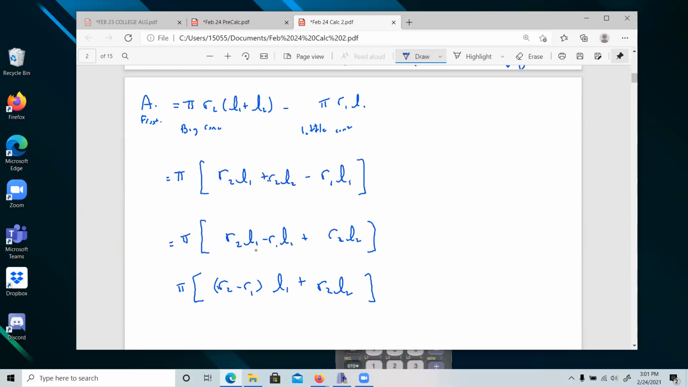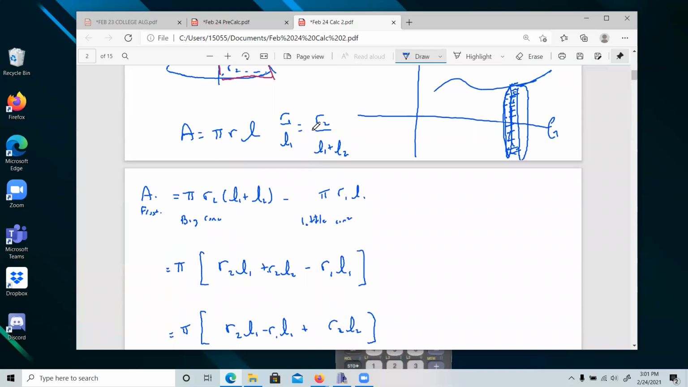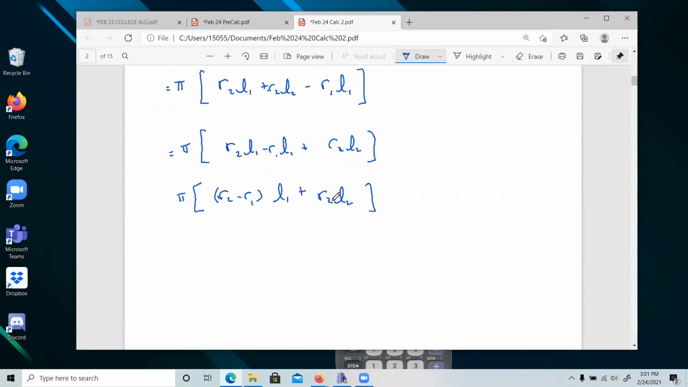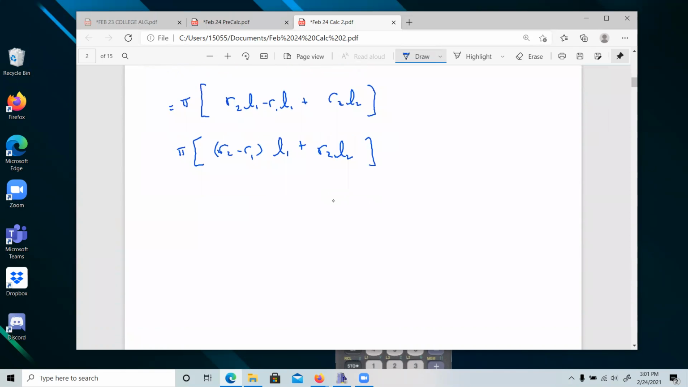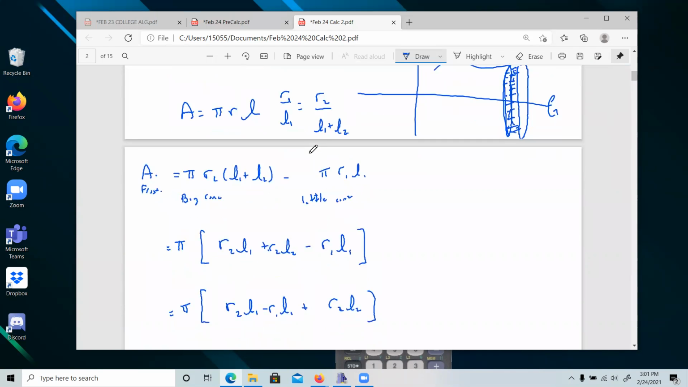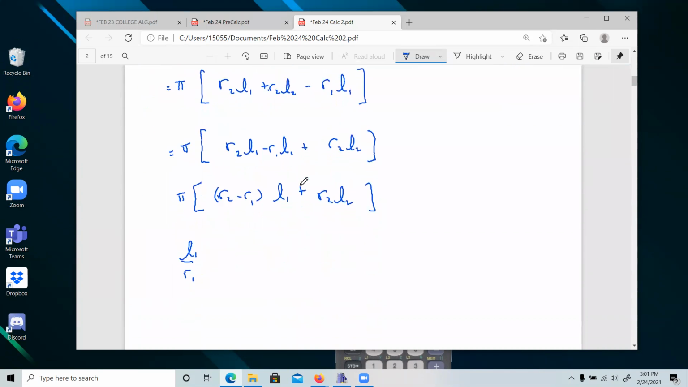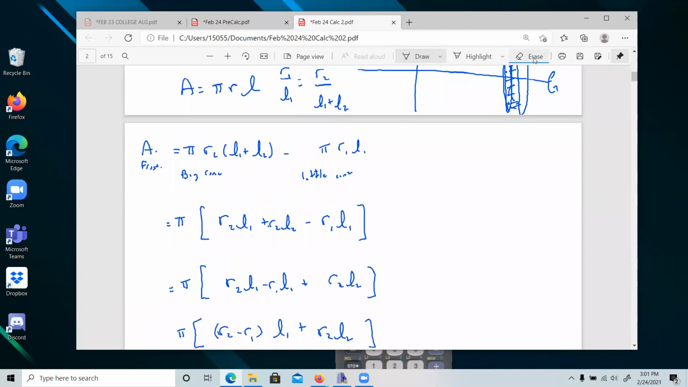So all I did was group the stuff with the L1s together, and then we left the stuff with the L2s somewhere else. Okay. Why would we have done that? Well, let's go back to this. Okay. So remember that L1 over R1. Oops, R1 over L1. Okay, either way. Let's go ahead and write it down the way I have it.